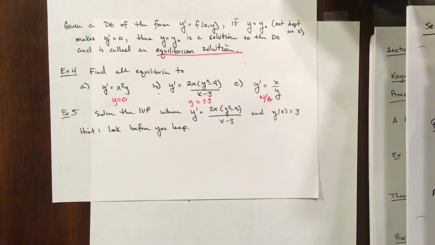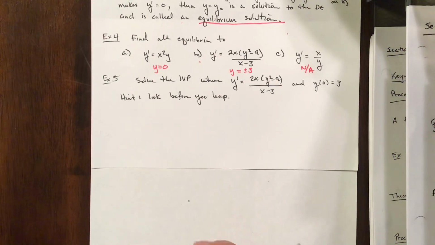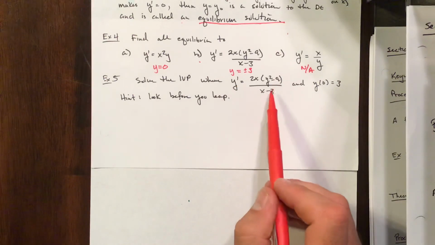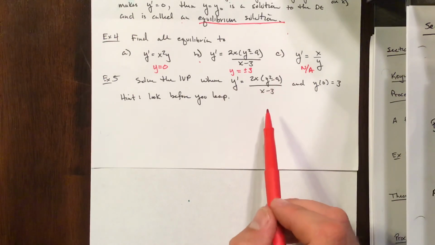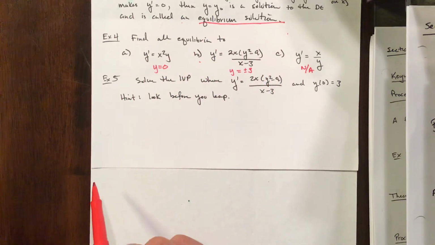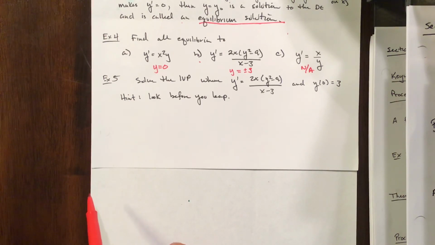All right, so hopefully you're following along. Number 5 is the last example we're going to look at. Okay, solve the initial value problem y prime equals 2x times y squared minus 9 divided by x minus 3. That's a throwback to example 4b. That passes through the point y of 0 equals 3. Now, all the differential equations that we've looked at up to this point have been very simple, and basically we just used integration to solve the DE. In this case, it's much more complex.